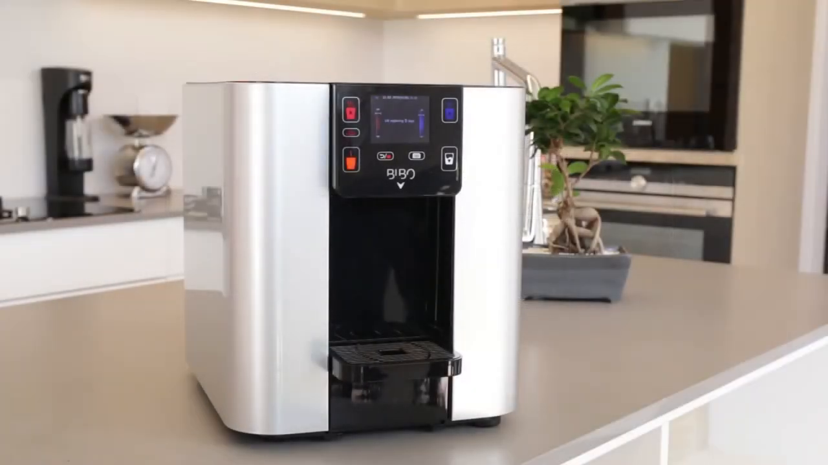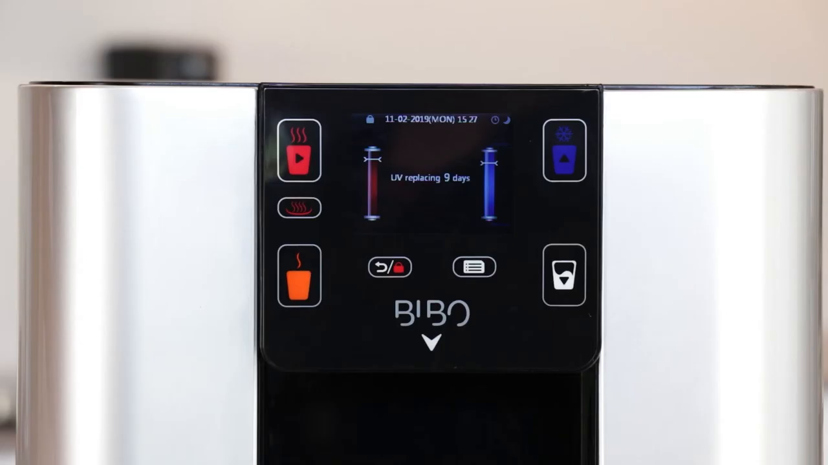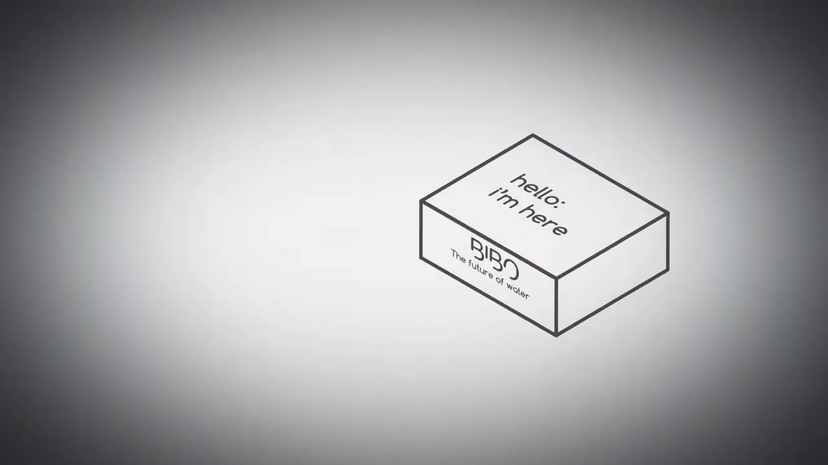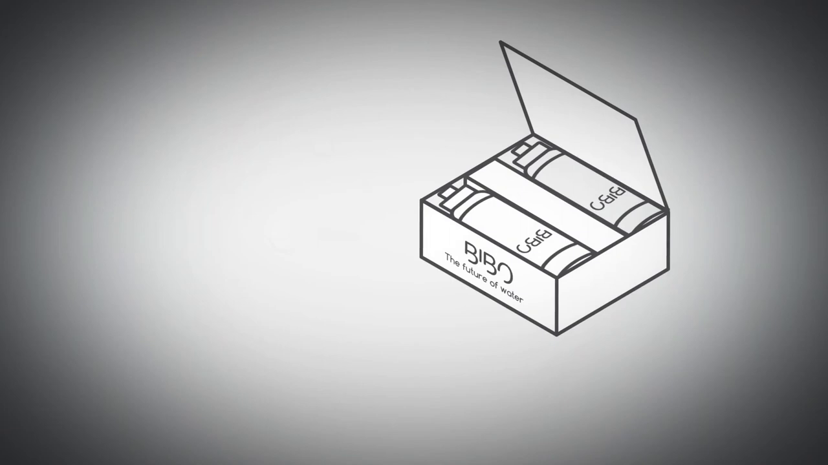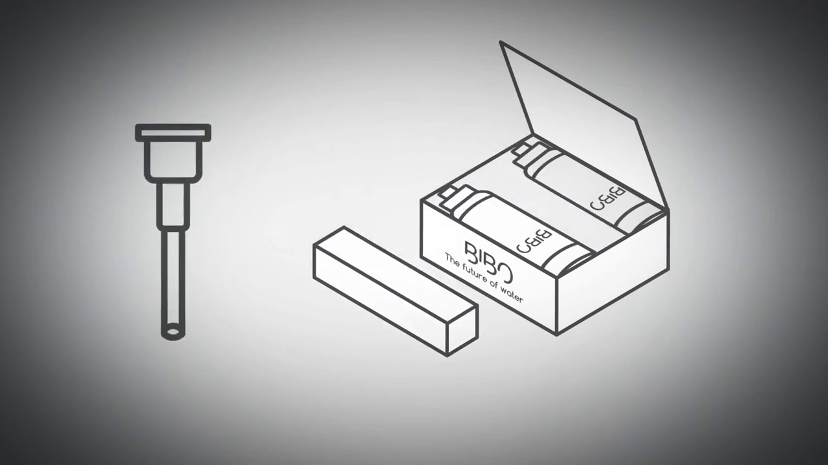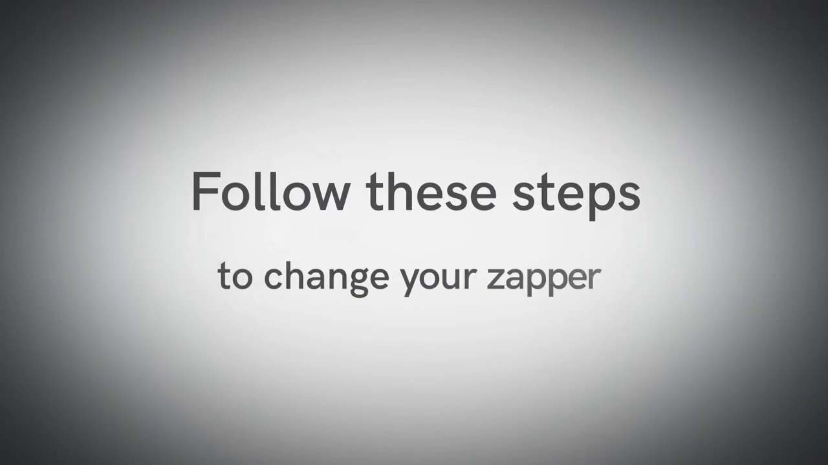Your BIBO bar will alert you when your zapper needs to be replaced by first displaying a countdown to the expiration date. Thereafter, it will display this image. Make sure that you order your zapper on time to ensure that the water is at its purest and that your BIBO bar functions optimally. Follow these steps to change your zapper with ease.